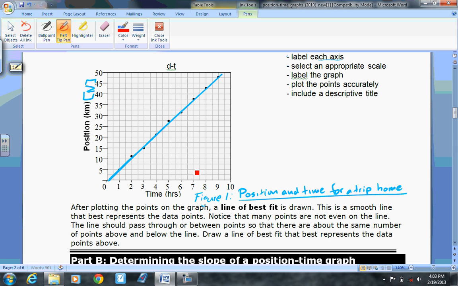To do that, we're going to select 2 points. So I'm going to select this point over here, and I'll try to find another point that is easy to read off of the graph. Looks like here's a nice point right there. So you can see this one and this one are very easily read off the graph. And I'm going to put a little dashed line here.